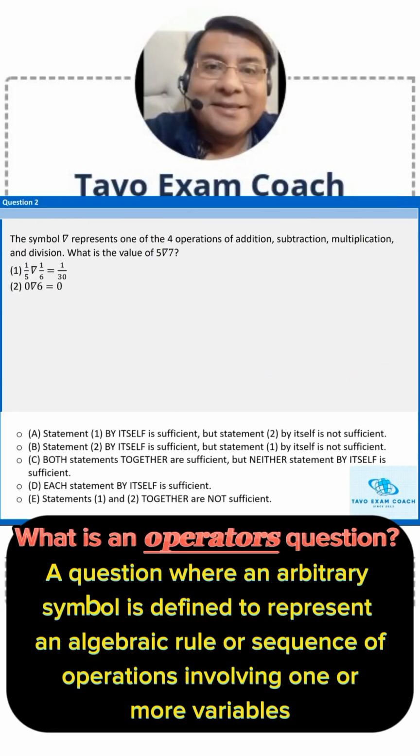To see question 2. It says the symbol, inverted triangle, represents one of the 4 operations of addition, subtraction, multiplication, and division. What's the value of 5 triangle 7? Statement 1 says that 1 over 5 triangle 1 over 6 equals 1 over 30. And statement 2, 0 triangle 6 equals 0. So would you say statement 1 is sufficient?